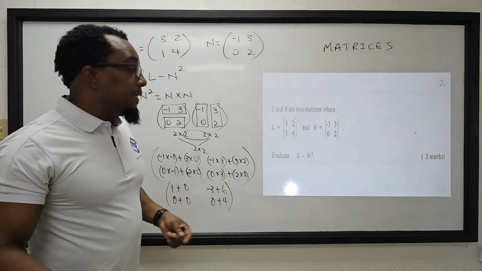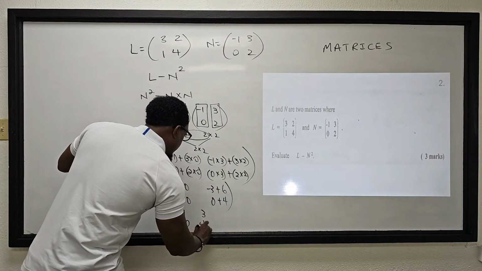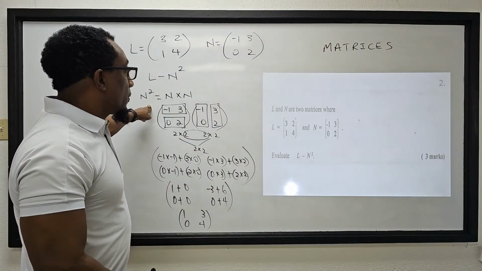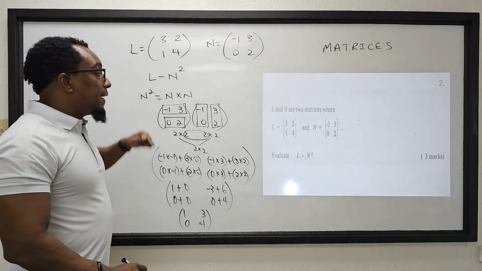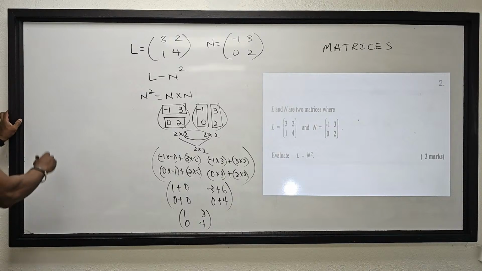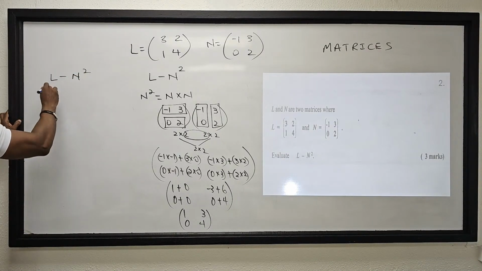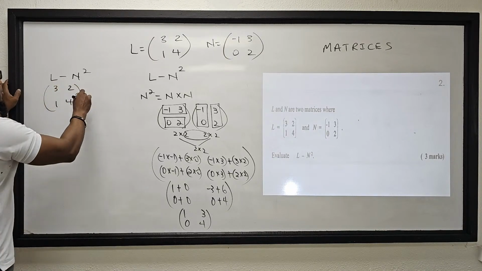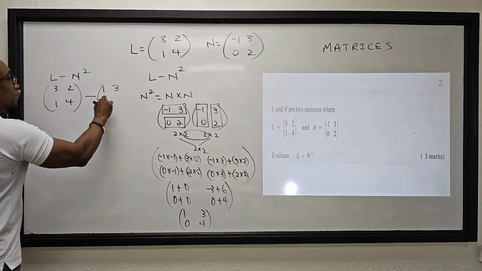So we're going to get N squared to be equal to what? This is 1, 6, 0, and 4. So that's the result for N squared, right? So what we're going to do now is to subtract N squared from L. So again, to set it up, this is L now. Subtract N squared. So I'm going to write L, 3, 2, 1, 4, in that order. Subtract N squared, whose result is 1, 6, 0, 4.